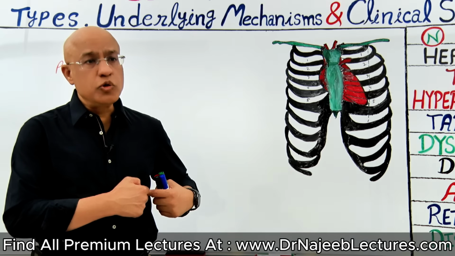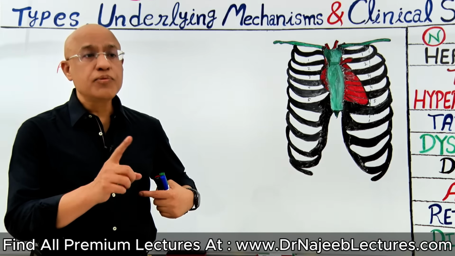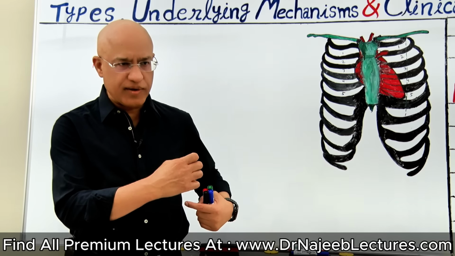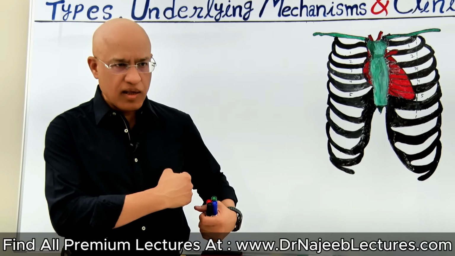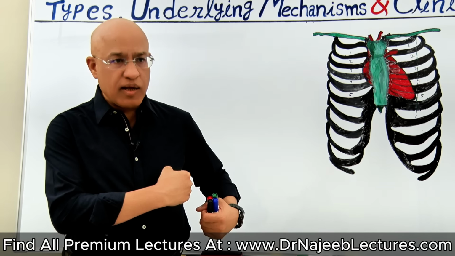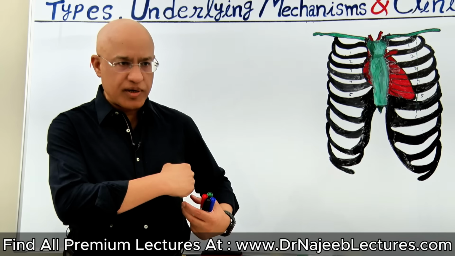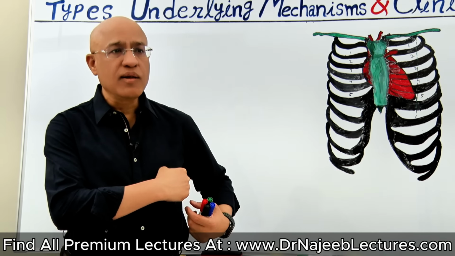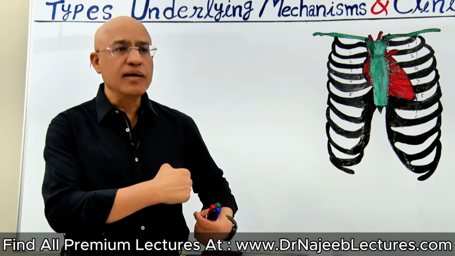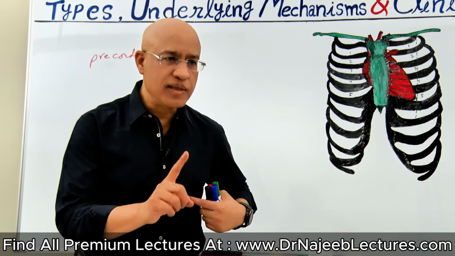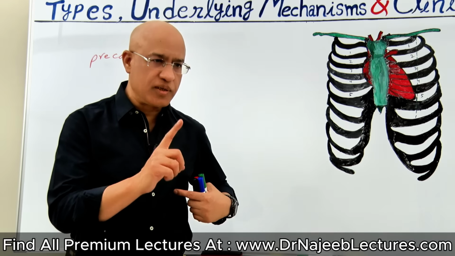This is due to the left ventricular apex. When the left ventricle contracts, its apex moves forward and hits the chest wall. Where it hits the chest wall, that point is the apex beat.